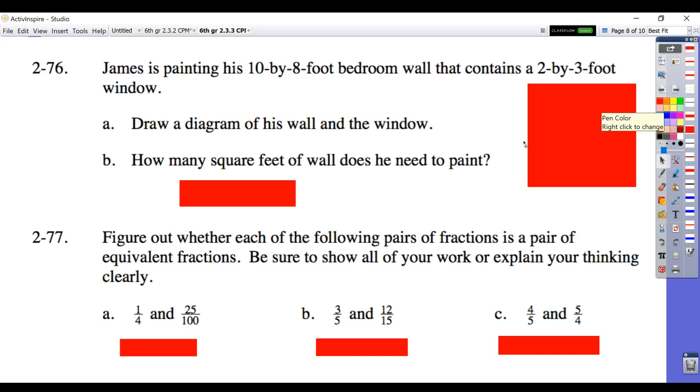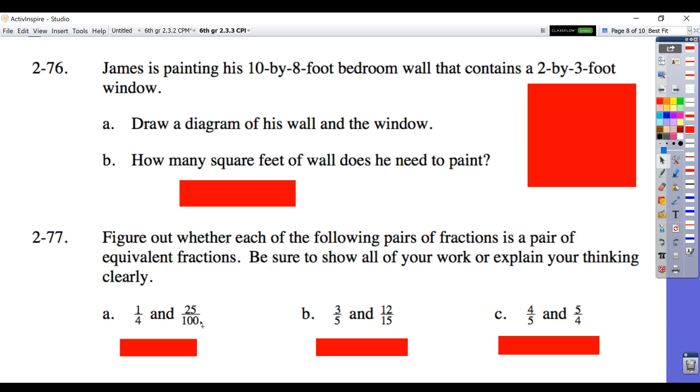For 276, James is painting his 10 by 8 foot bedroom wall that contains a 2 by 3 foot window. So you want to make a sketch of a 10 by 8 foot wall, just basically a 10 by 8 rectangle, with a 2 by 3 window inside of it. Draw a diagram of that. And then how many square feet of wall does he need to paint? In other words, what is this wall minus this window?